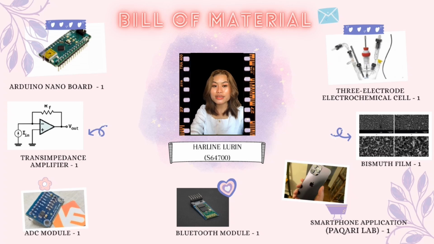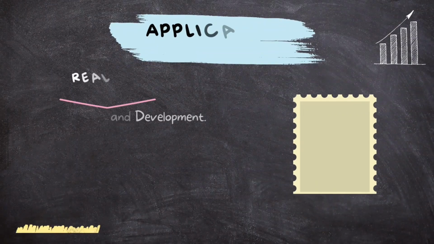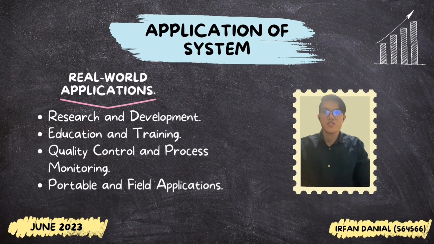In addition, a bismuth film is included, enhancing electrical response, aiding in the deposition of the heavier metals on the working electrode and enabling improved detection of lead and cadmium. These electrodes and the bismuth film ensure precise and reliable measurement in the electrochemical cell, especially for detecting and analyzing lead and cadmium. In this slide, I'll talk about the application of the system.